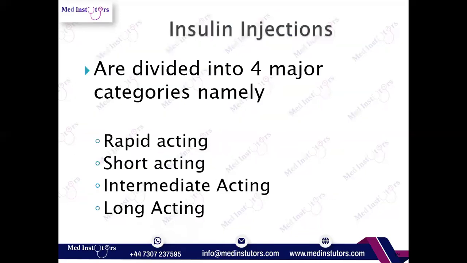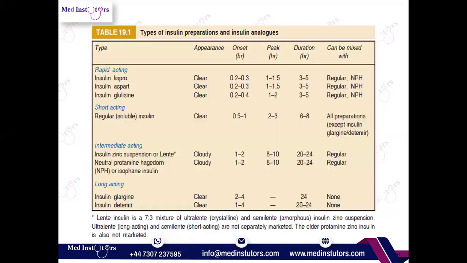Now coming to the four major categories of insulin, we have the rapid acting, short acting, intermediate acting, and long acting, and nowadays we have ultra short acting and ultra long acting insulins also. This is one classification, a bit of an old classification. We will see the newer ones also in subsequent slides.